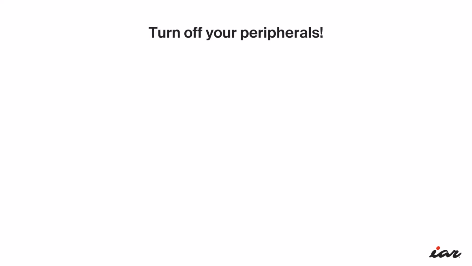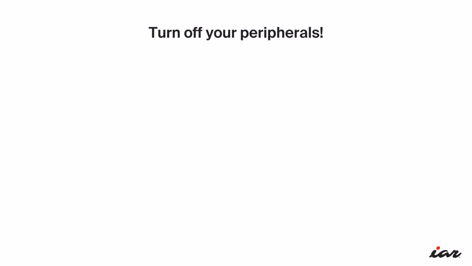Turn off your peripherals. Of course, this is very trivial, but the problem is that peripheral units in an embedded system could consume a lot of power even if they are not actively in use. If you are designing for low power, it is very important that you disable them and not just leave them unattended when they are not in use.